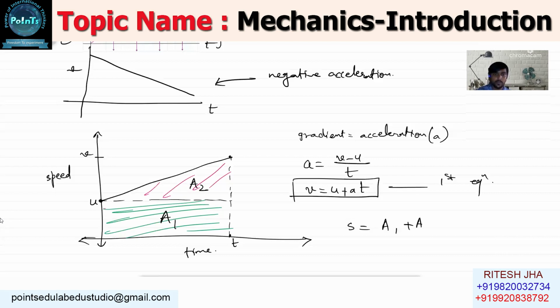Now, what is A1 over here? A1 is just the rectangle, isn't it? What is the area of a rectangle? Base times height. The base is t and the height is u, so ut. Plus, what is this A2? It's a triangle, right? So that is half into base. Base is t into height. What is height, by the way? V minus u. But what is V minus u from this equation?